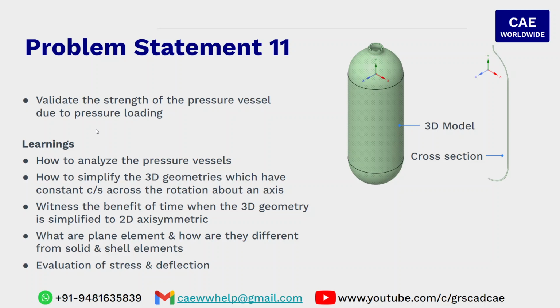The problem statement reads like this: validate the strength of the pressure vessel due to loading, that is, pressure loading. The learnings are going to be how to analyze the pressure vessel, how to simplify 3D geometry by taking just a cross section without affecting the result, and witness the benefit of time when the 3D geometry is simplified to just 2D axisymmetry. So when we simplify that 3D to 2D, we call that an axisymmetric model.